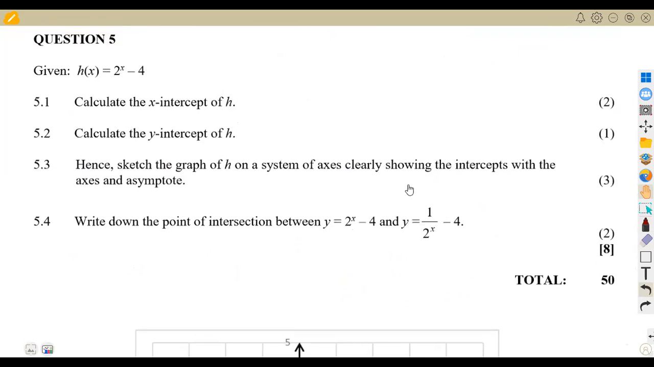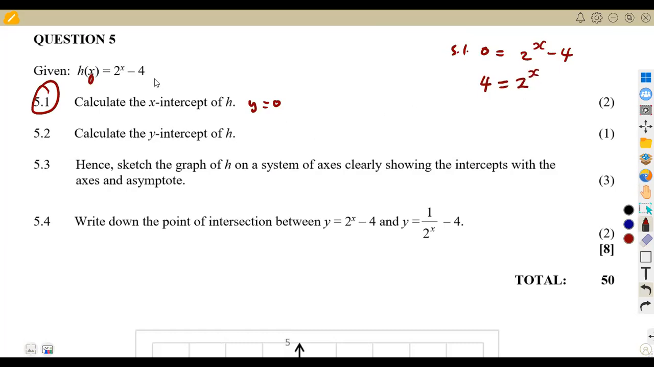All right. Then on the other part, which is our question number 5, we are given h(x) is equal to 2 to the exponent of x minus 4. Calculate the x-intercept. So remember, guys, the x-intercept is on a condition where y is equal to 0. So if y is equal to 0, we are going to have 0 is equal to 2 to the exponent of x minus 4. Remember, we want to calculate x, so you can transpose minus 4 to this side so that it can be a positive. So 4 is equal to 2 to the exponent of x.